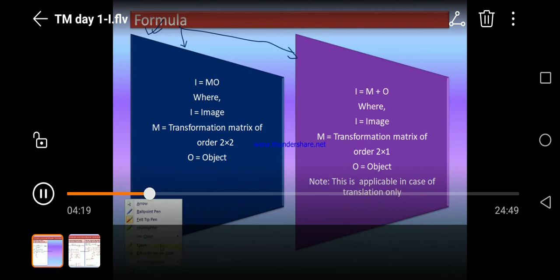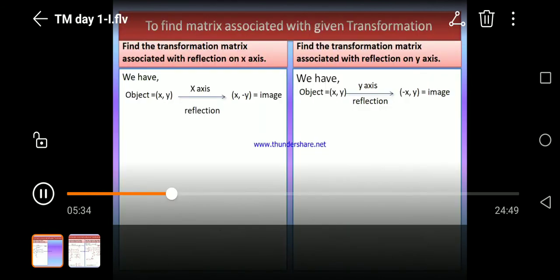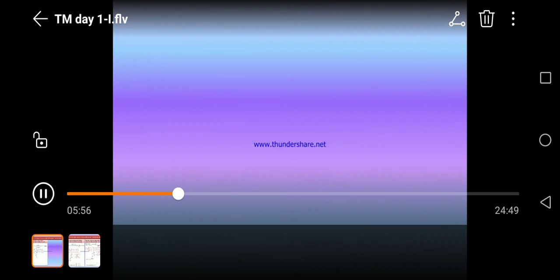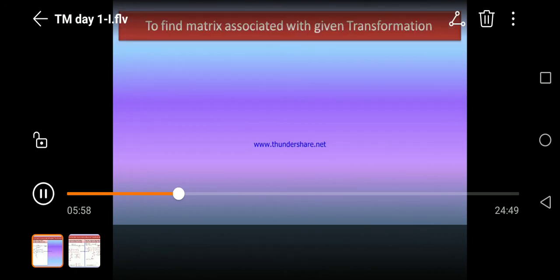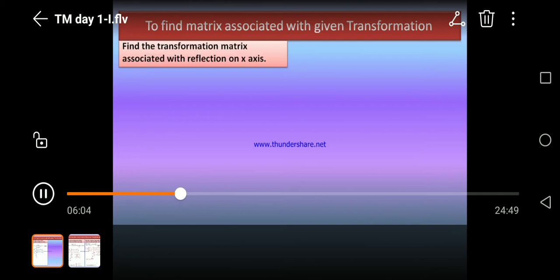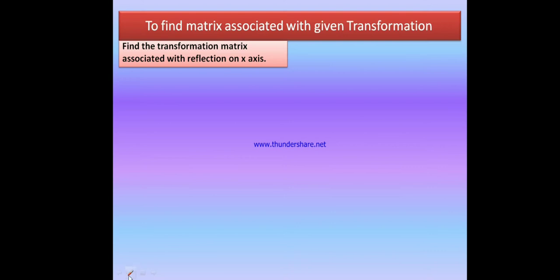So let me go ahead. Now we'll go into one problem-solving part. Here in detail we are going to solve one problem. The heading is to find the matrix associated with a given transformation, one of the basic skills. And here is one sample question.